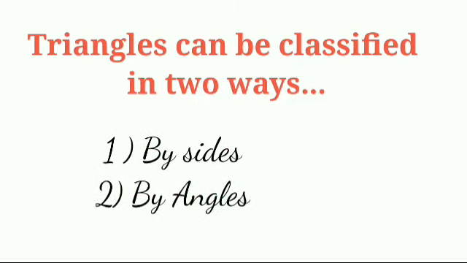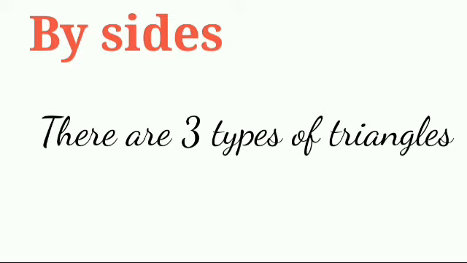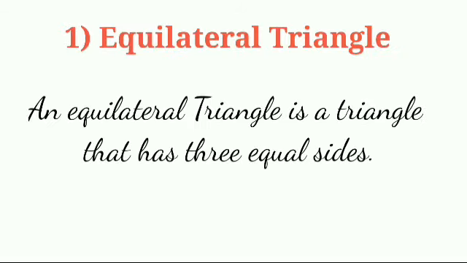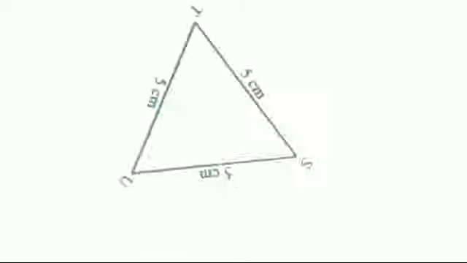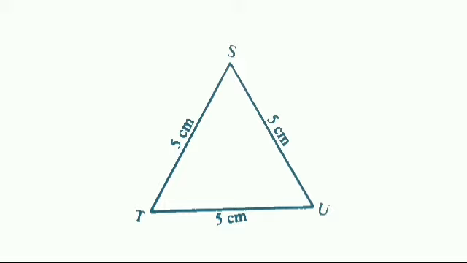Triangles can be classified in two ways. Number one, by sides, and number two, by angles. Let us see first by sides. There are three types of triangle by sides. Number one, equilateral triangle. An equilateral triangle is a triangle that has three equal sides. Let us see one example. In this figure, we have triangle STU and all the sides ST, TU and SU are equal, 5 cm. That's why we can say that this one is our equilateral triangle.